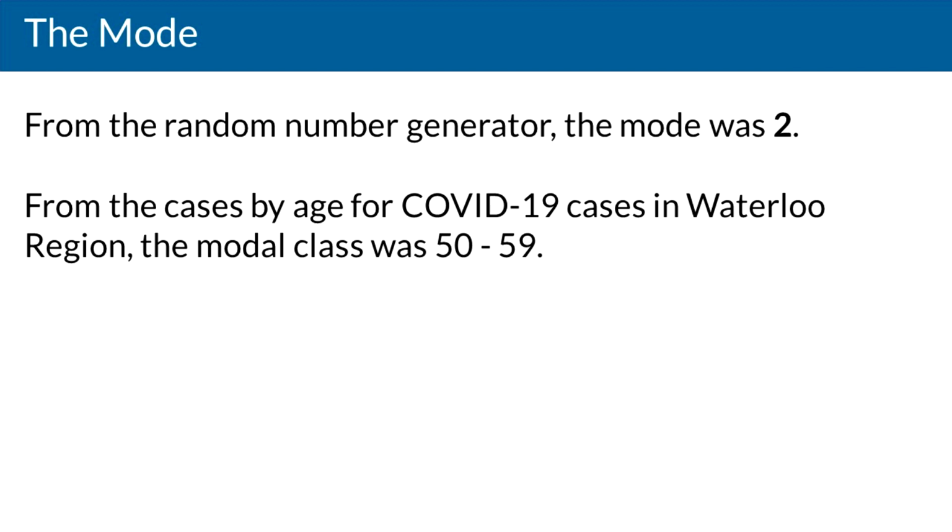From the cases by age for COVID-19 in Waterloo Region, rather than there being one modal value, we might say that the modal class was the 50 to 59 age bracket, assuming we're discounting the 80 and up age bracket, which was a little over full based on the fact that the class interval wasn't the same width as all the others. The mode is probably one of the easier statistical measures to identify. You can do it by eye. It's just a matter of looking at the frequency table and seeing which data value has the highest frequency.